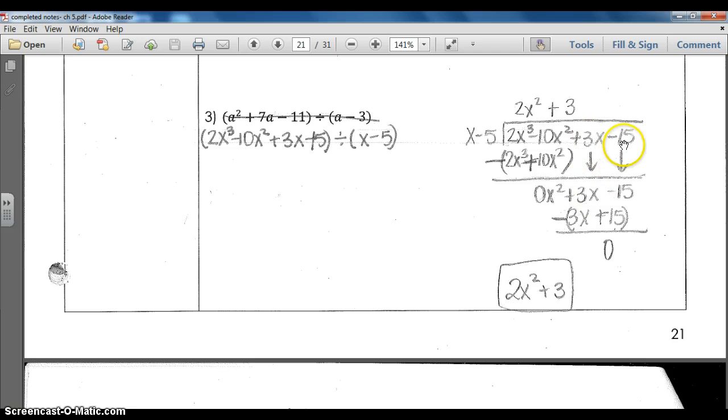So then we bring down what's left, those two things here that are left. And then we take 3x divided by x to put a 3. We multiply 3 times x and 3 times negative 5 to get 3x minus 15. Distribute that negative, so then we take 3x minus 3x and negative 15 plus 15, and it's 0. So there's no remainder on this one, and the answer is just 2x squared plus 3, what we had up here.